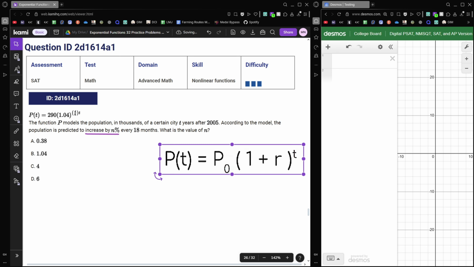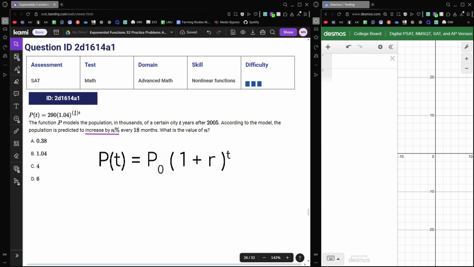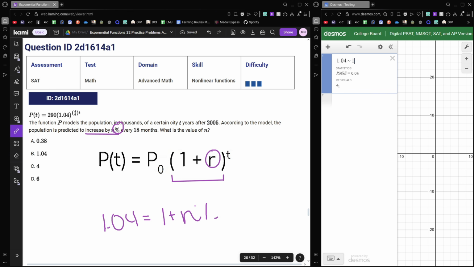Here's the exponential growth formula, and you notice that the number inside the parentheses, 1 plus r, is going to be our rate of growth, and here r is going to be equal to n%. So we know that 1.04 is equal to 1 plus r, which is also equal to just 1 plus n%. Now we can go ahead and put this in Desmos to solve it. Instead of an equal sign, you want to put a tilde, and then after the percent, you want to make sure to put a 1. And we get that n is equal to 4, which means our answer is C.